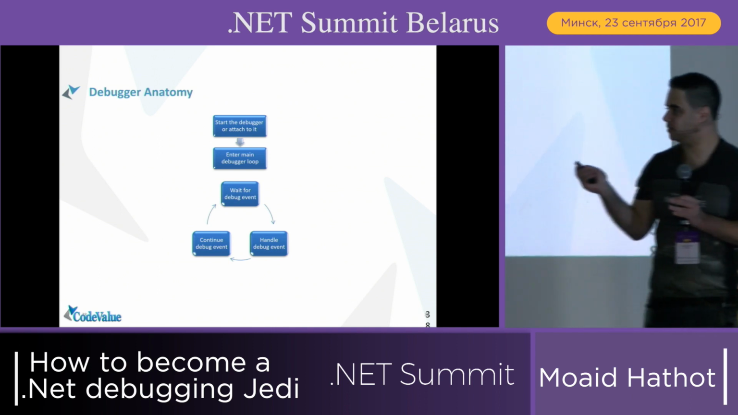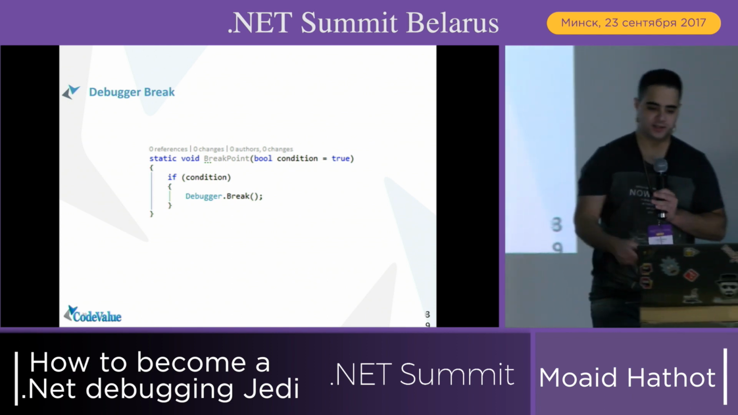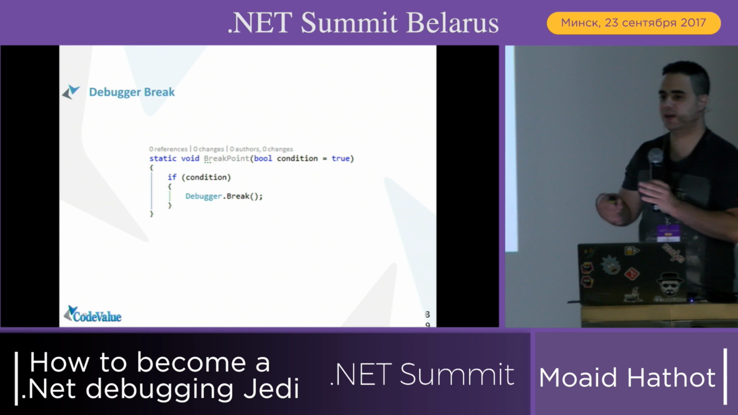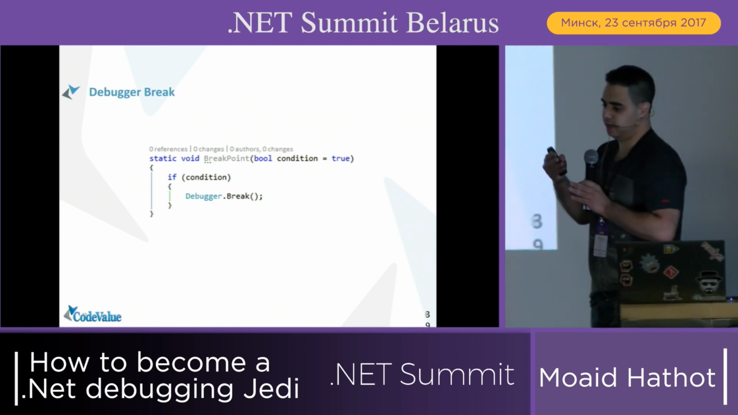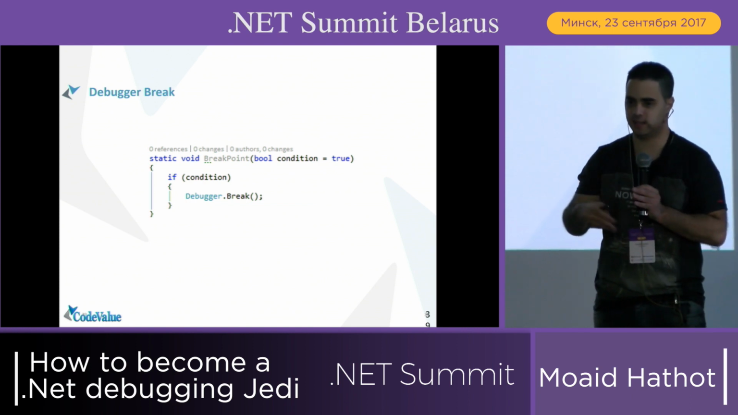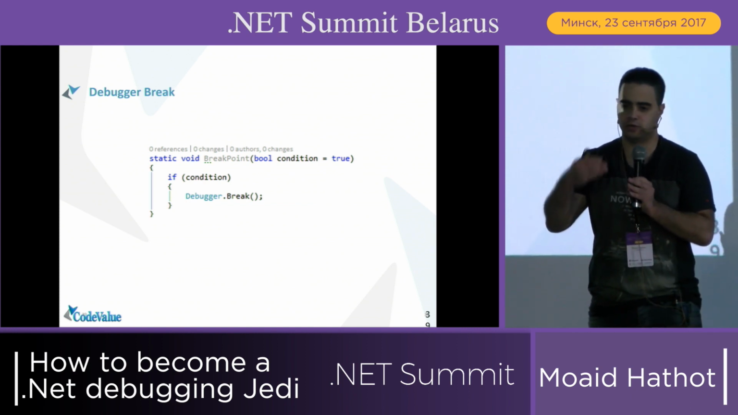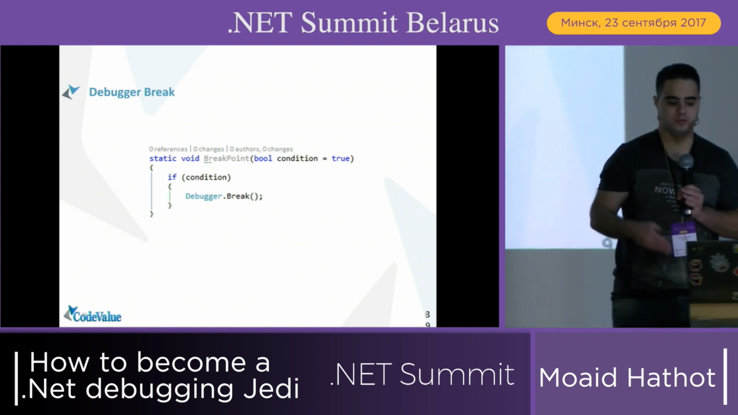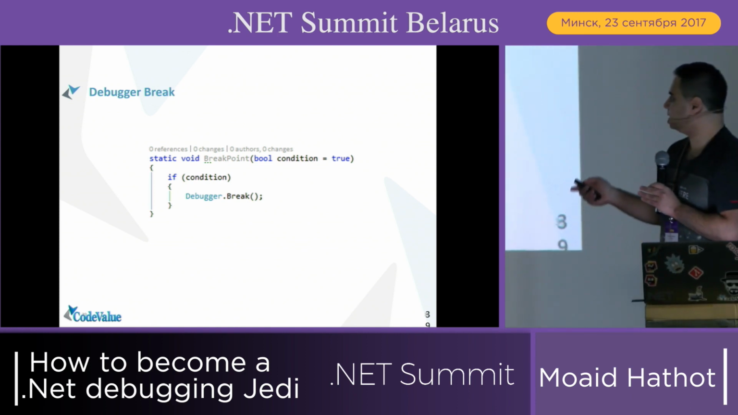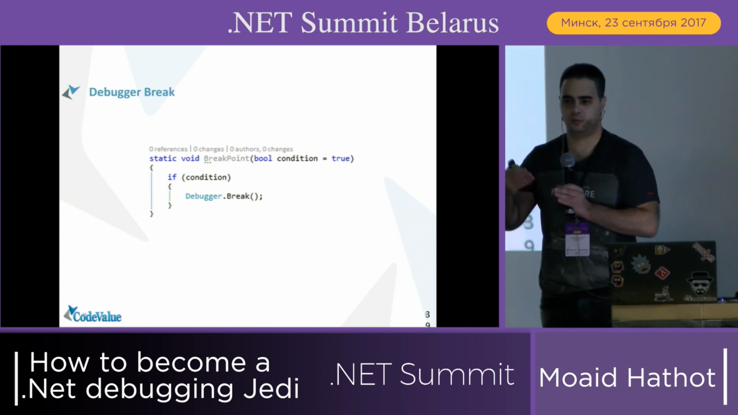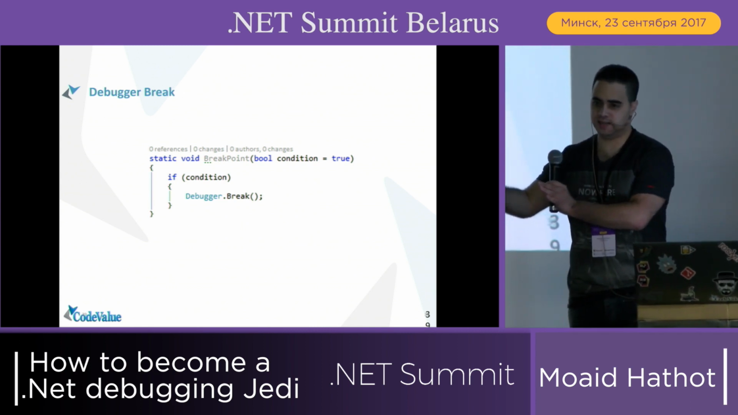So how can we solve it? Well, one example is using Debugger.Break. If we have a debugger attached to the process, we can ask the debugger to stop the execution and to go to breakpoint mode if we use this method. But maybe I am in debug, but I don't want to stop at this breakpoint every time.